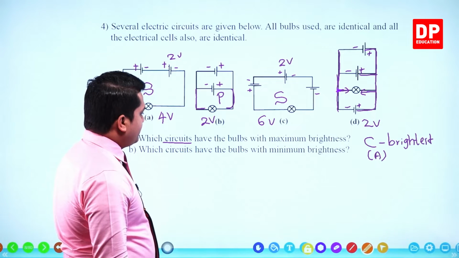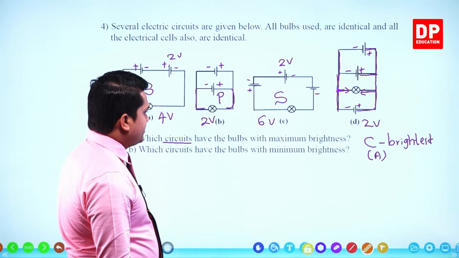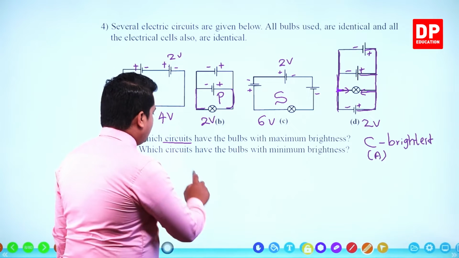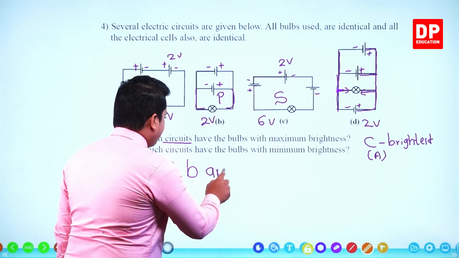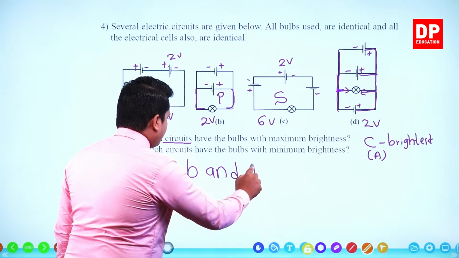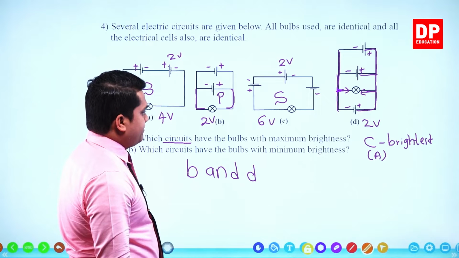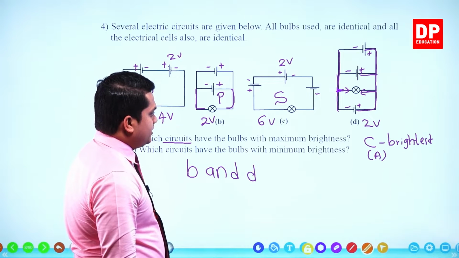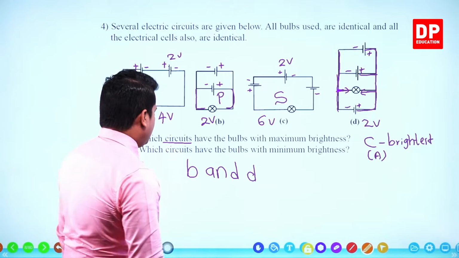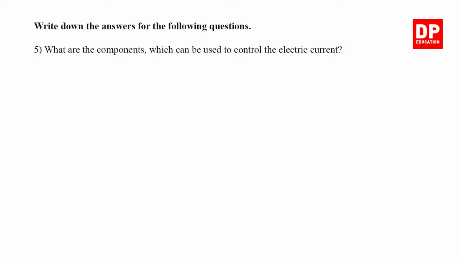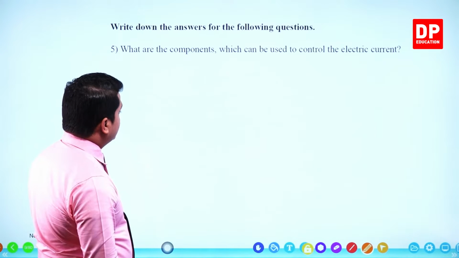Which circuits have the bulbs with minimum brightness? Minimum brightness can be observed in B and D. Both B and D, the brightness is the same, right? Write down the answers for the following questions. You have to write down the answers.